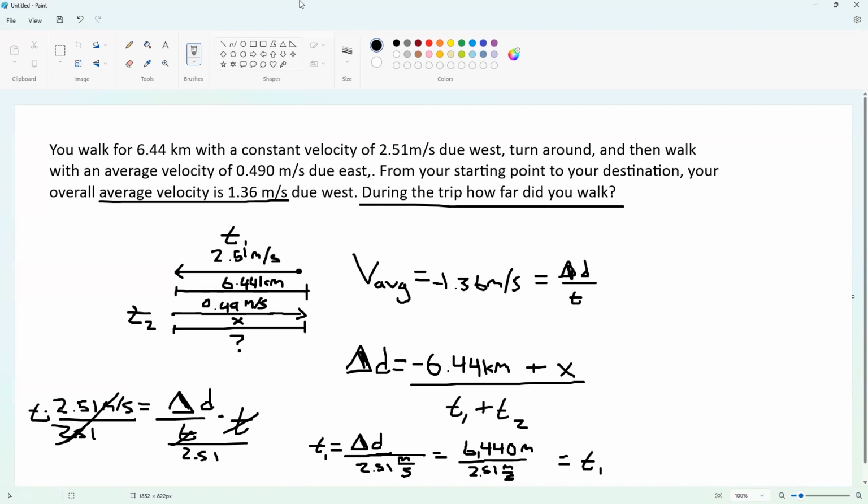This fool walks 6.44 kilometers. That's crazy. Let me see. Six. Damn. I walked for 42 minutes. That's crazy. Okay, so what is T1 if you calculated it?